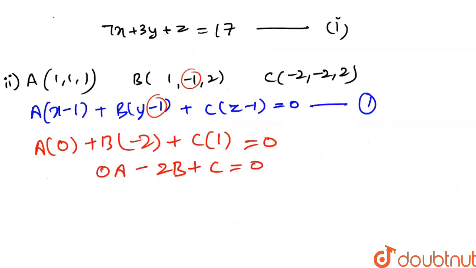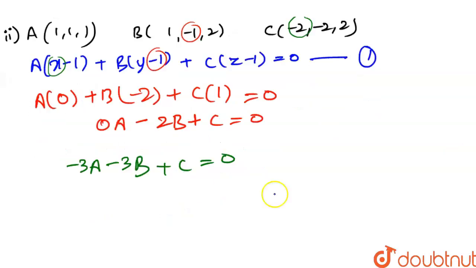Now the plane passes through point C also, so we will put C point into the first equation. It will become (minus 2 minus 1) will become minus 3, so minus 3a, then (minus 2 minus 1) minus 3b, then (2 minus 1), that is plus c. So these are our two equations, right?